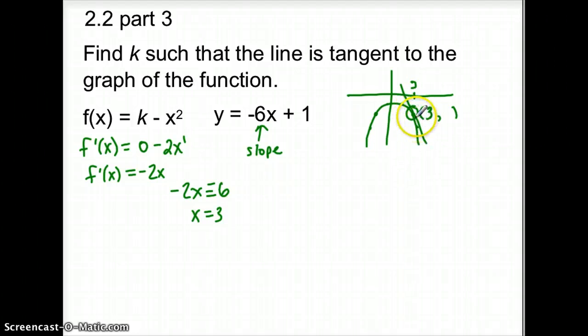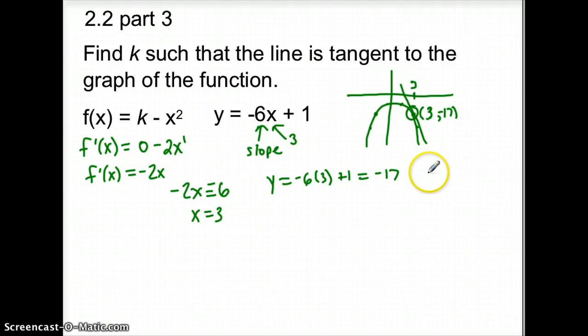Now I would like the y value. I need a y value on this curve. Well, I don't know enough information about this curve right now to be able to tell what the y value is. So it's going to be the y value for this line. If I plug in 3 here, that will give me the y value of that point of tangency. So y equals negative 6 times 3 plus 1, negative 17. So I know that the point of tangency is 3, negative 17.